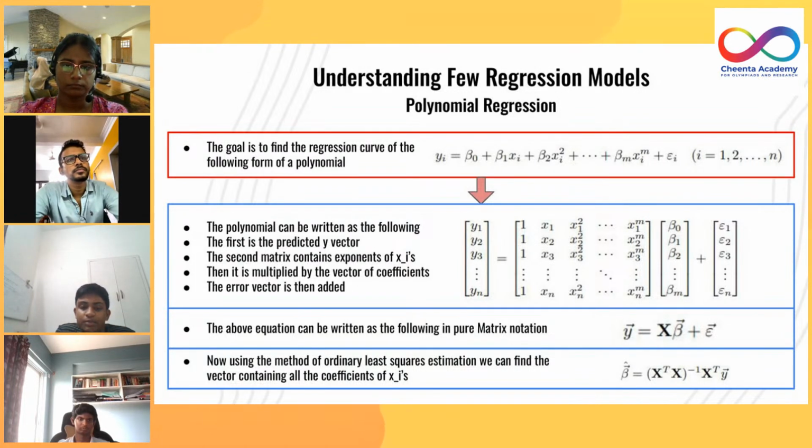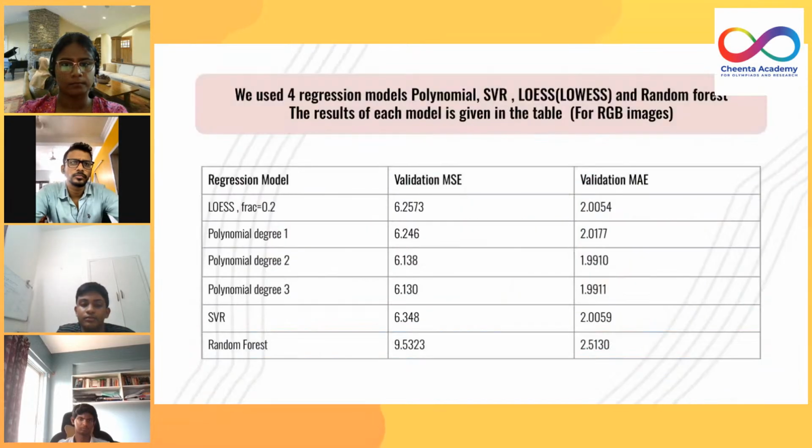The above equation can also be written in the following form in pure matrix notation. And then using the ordinary least squares estimation, we can find the beta vector containing all the coefficients of the x_i's. Hence, we can find the regression curve. So this is what is happening in the regression task. Next slide.